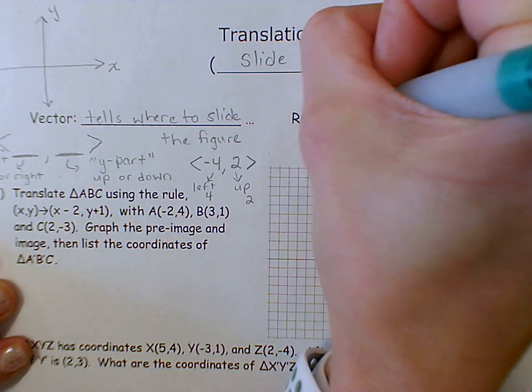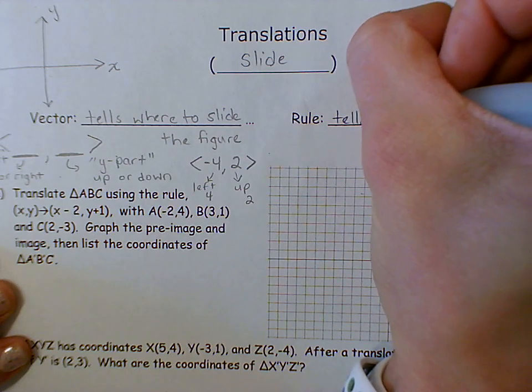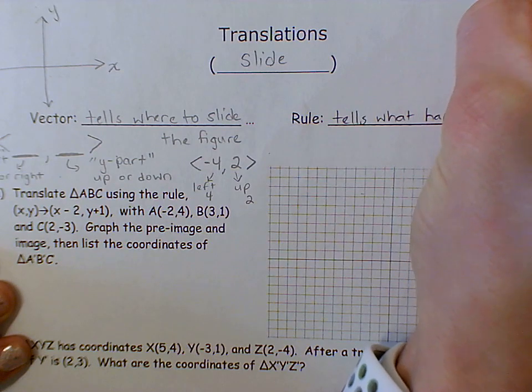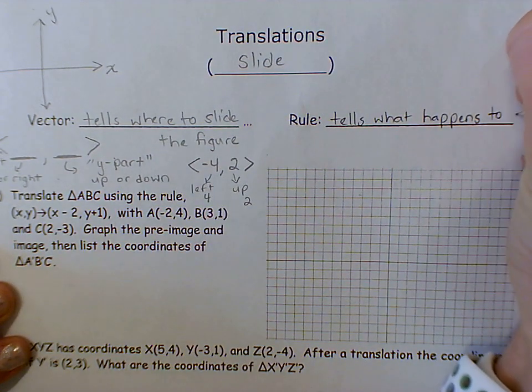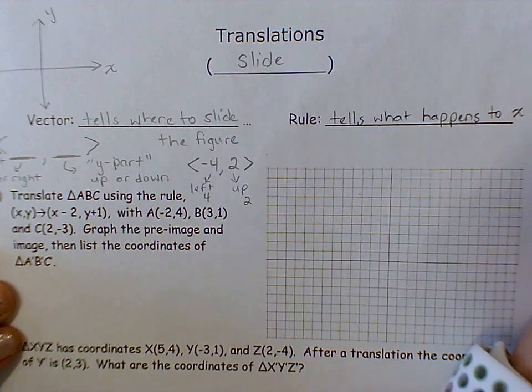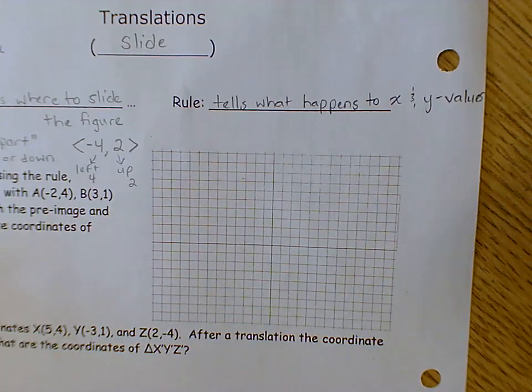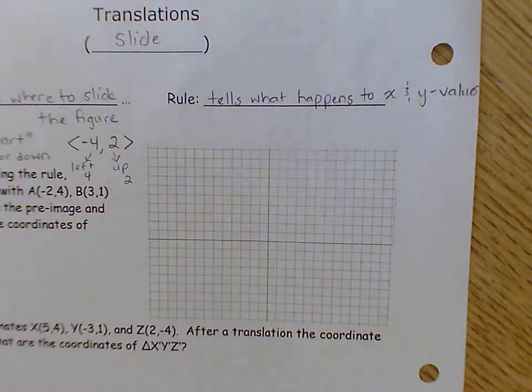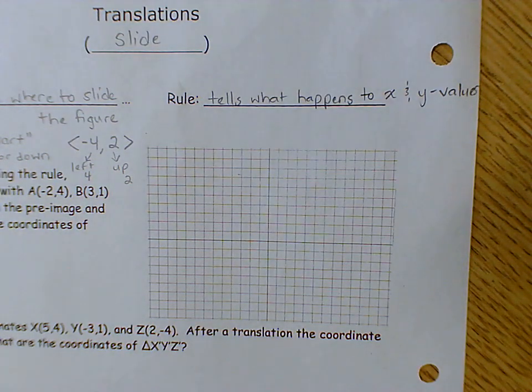So a rule tells what happens to specifically the x and y values. And so when we are translating a figure, the only thing that's going to happen to your x and y values is you're either going to be adding or subtracting a number to the x and y values. Those are the things that are going to translate it.